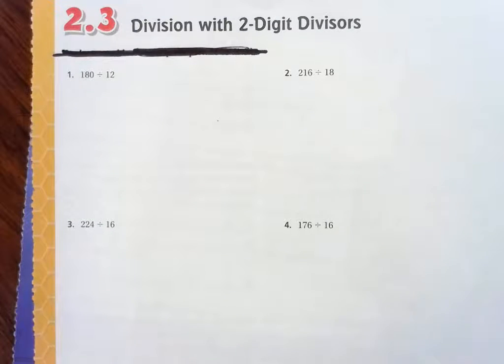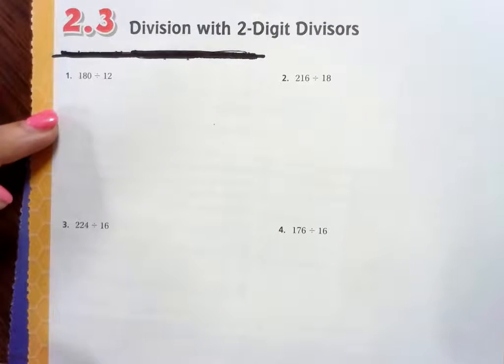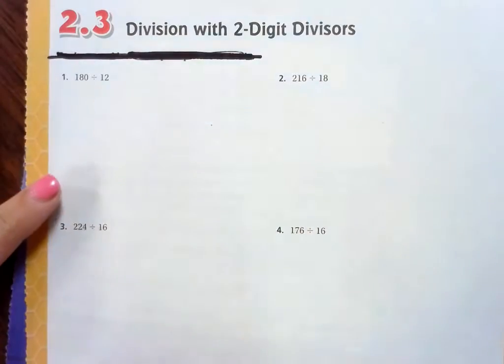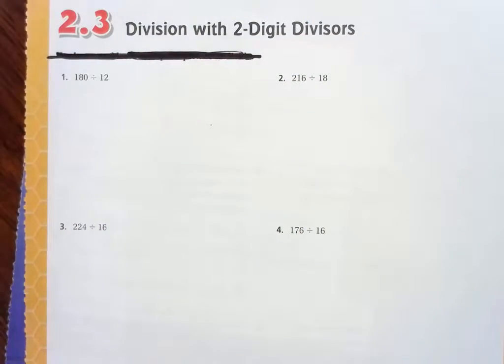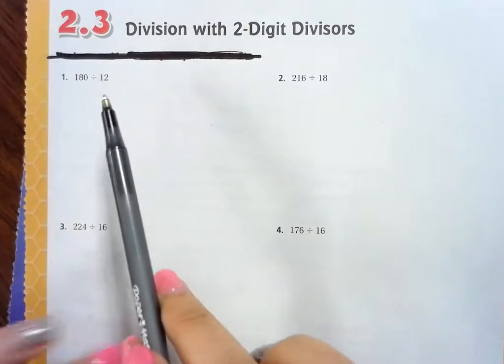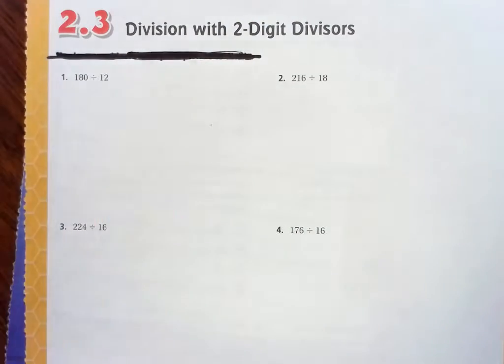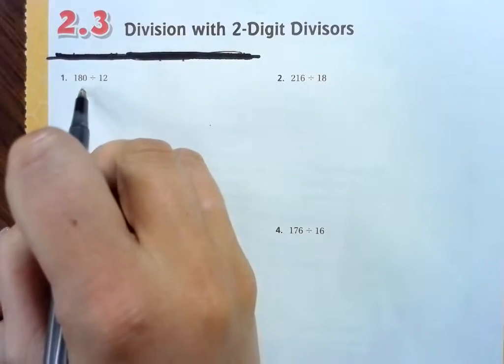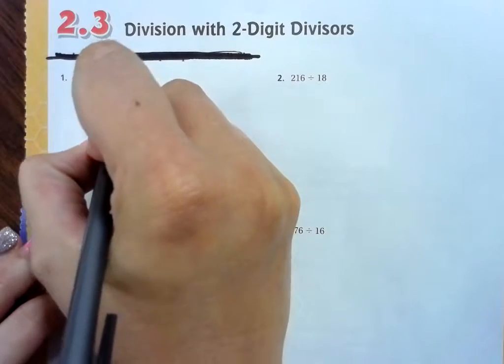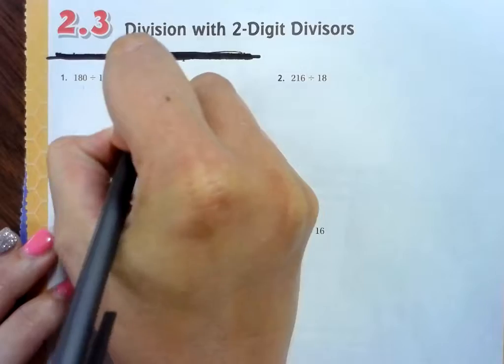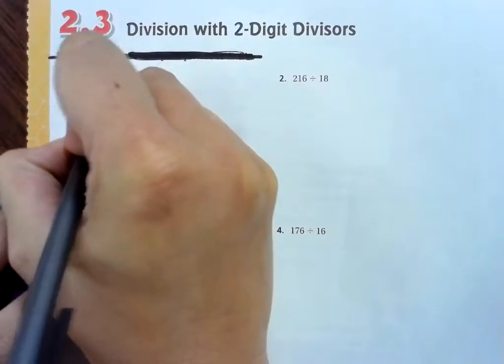All right, we are going to do some division with two-digit divisors. So the first step that we're going to do is put our number in the house that belongs. What I need you to remember is when it's written out like this, it doesn't matter if it's the big or small number, but the first number that you read goes inside the house. So 180 divided by 12.